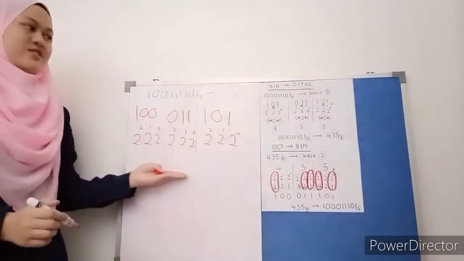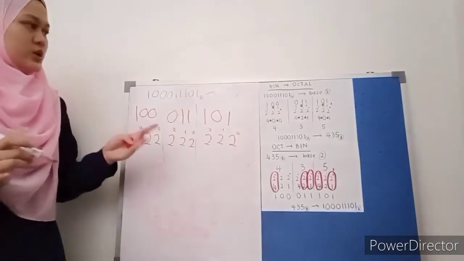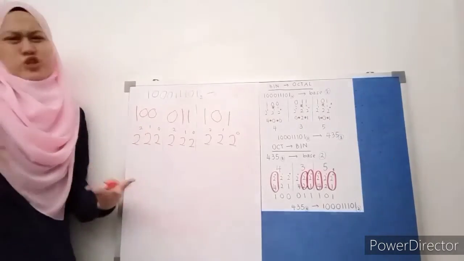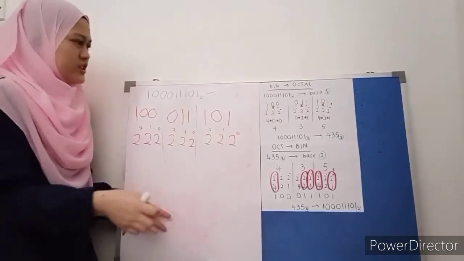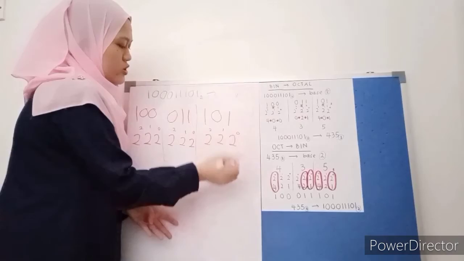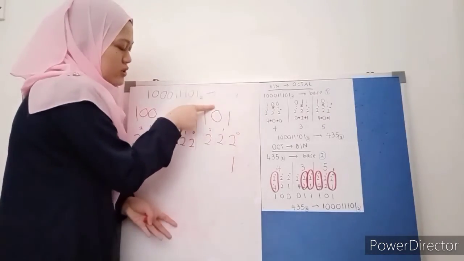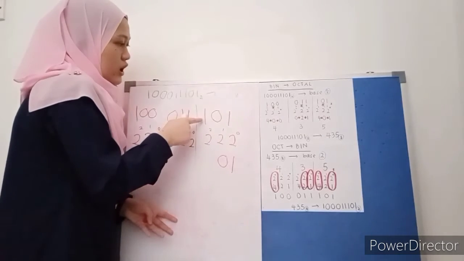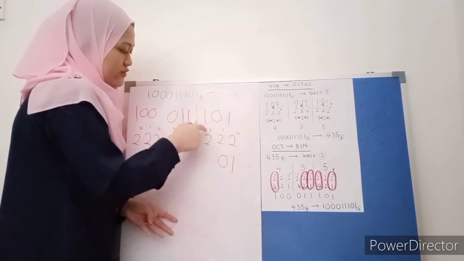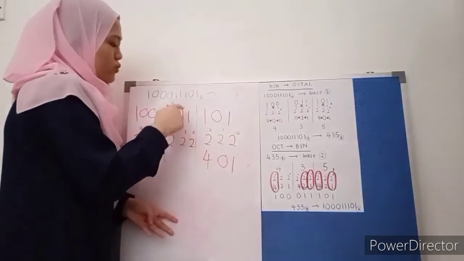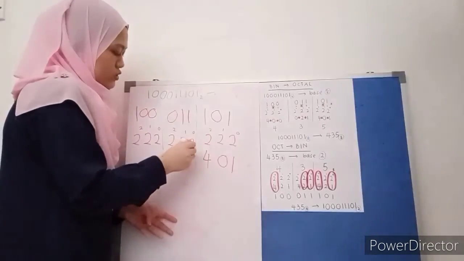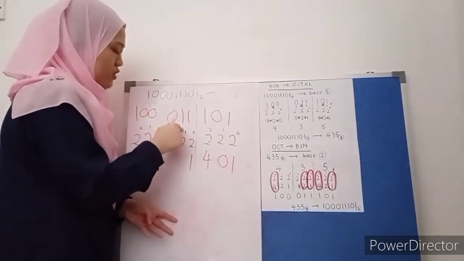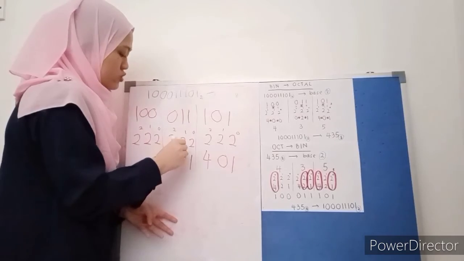So this is how you do it. Like usual, you need to just multiply it. So 1 times 2 to the power of 0 is equal to 1. 0 times 2 to the power of 1 is equal to 0. 1 times 2 to the power of 2 is equal to 4. 1 times 2 to the power of 0 is equal to 1. 1 times 2 to the power of 1 is equal to 2.